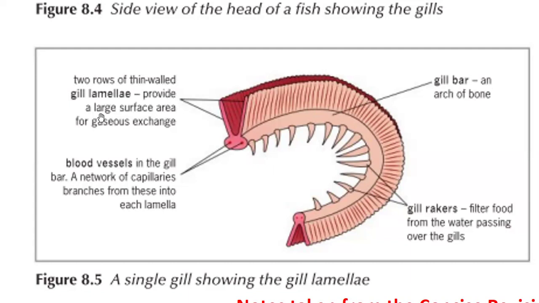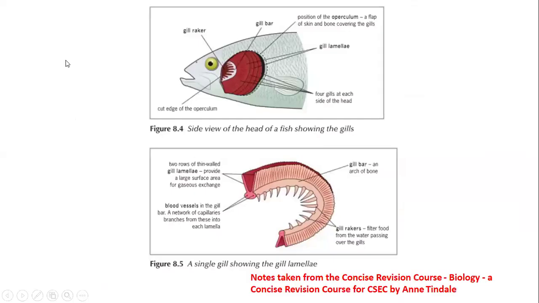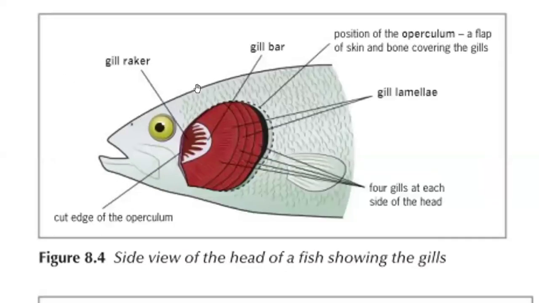And the gill bar is an arch of bone, guys. So let's ensure that we can label this well. This is the fish, which is the overall diagram. We're not taking any chances, guys, to look at the gill raker inside, right?